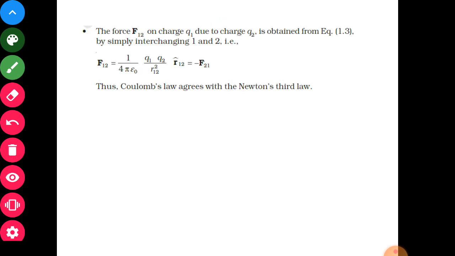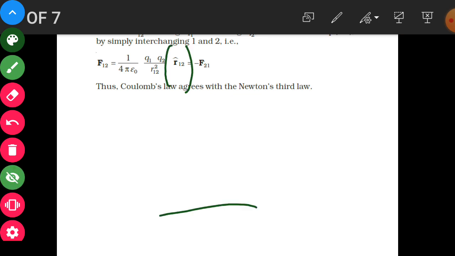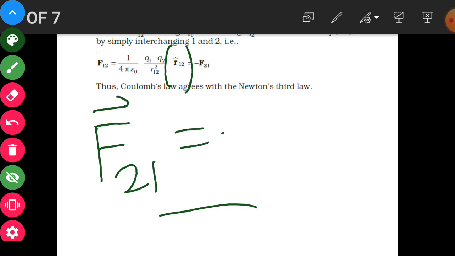If you want to write F12, that is force on 1 by 2, then there will be a slight change, only the unit vector will change. So the force will be opposite to the force on 2 by 1. So we can say force on 2 by 1 is opposite of force on 1 by 2. Force on 2 by 1 is equal to minus force on 1 by 2.